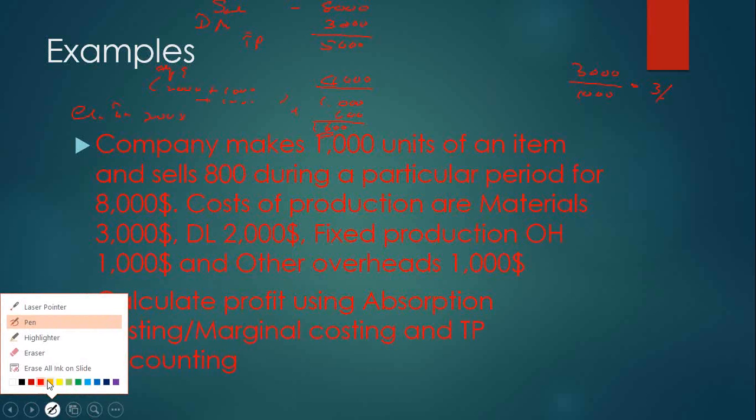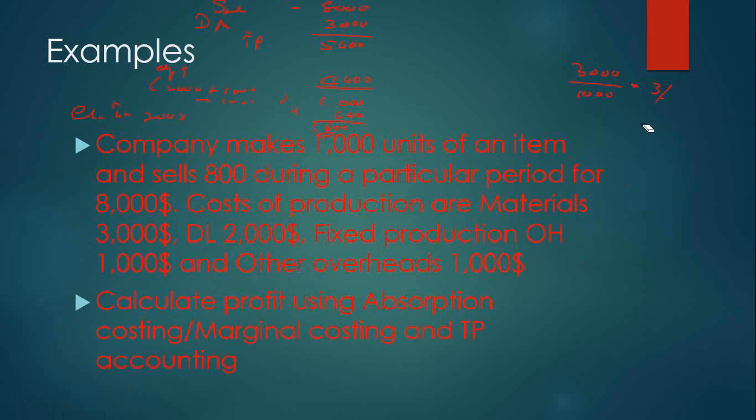Now let's look at marginal costing. What is going to be your profit? So this is your throughput costing, and let's look at the marginal costing profit now. In marginal costing, the sales will be 8,000 still.